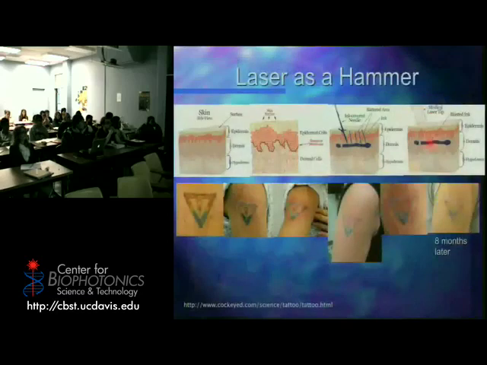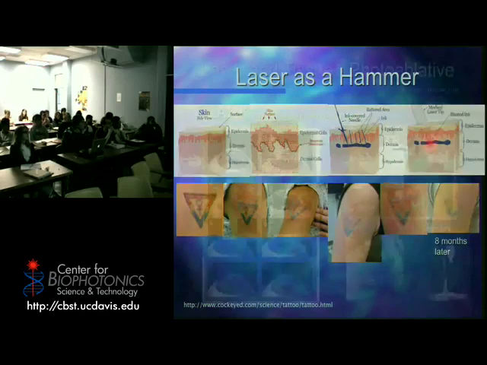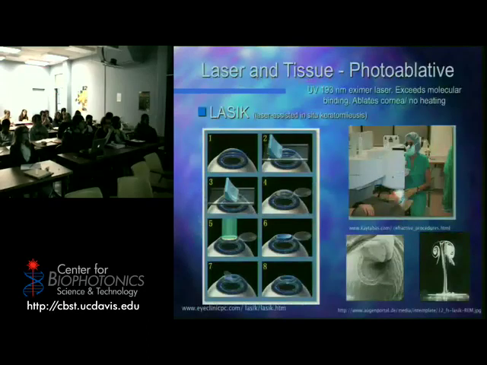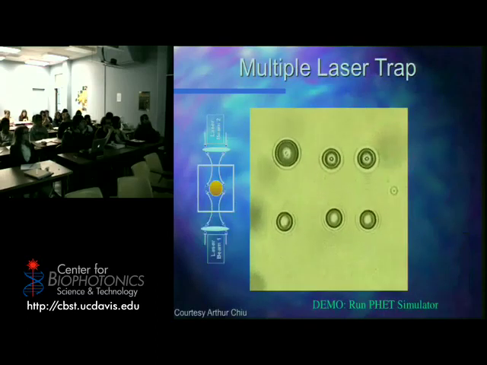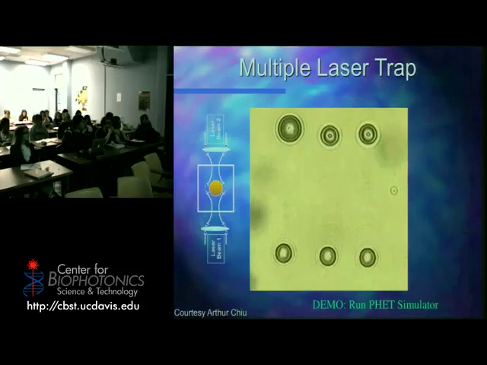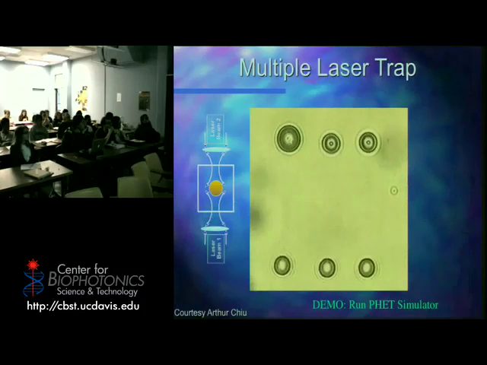You just recently saw this, so we don't need to go over this again, but the laser can act as a hammer, and it can break things. The laser can act as a cutter, cauterizer, remove layers. It can cause molecules to ionize, as we just discussed. And the laser can actually make cells or tiny beads move.